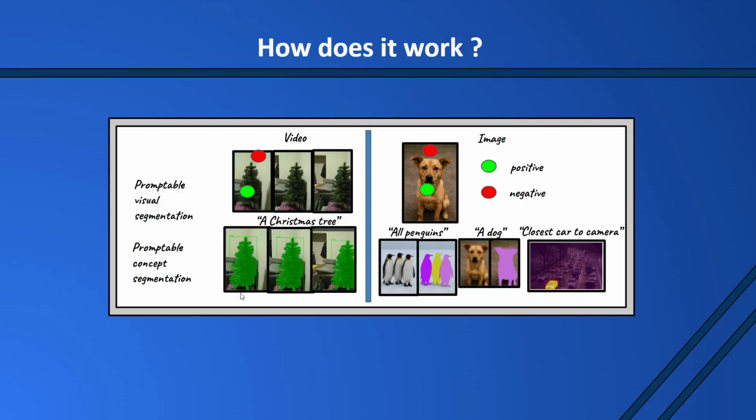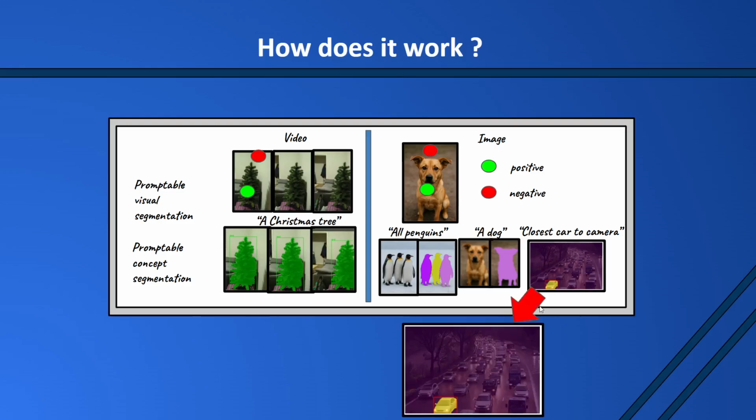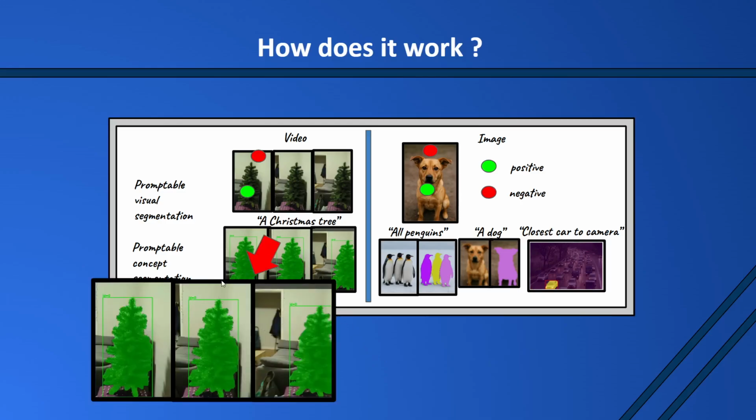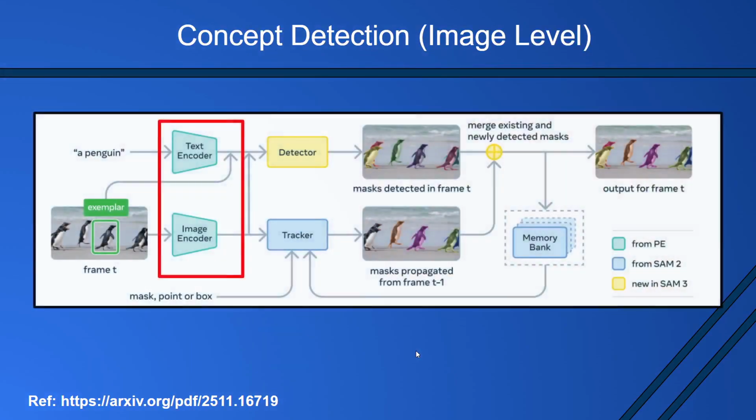It transforms the model from a geometric tool into a concept-level vision model by enabling open vocabulary, multi-instance segmentation based on descriptive concepts. Sam3 is able to process images where, for instance, it is able to detect the car closest to the point of view. In videos, in this example, for instance, it was able to track a Christmas tree across several frames. Let's now dive deep into the architecture by referencing the original paper.